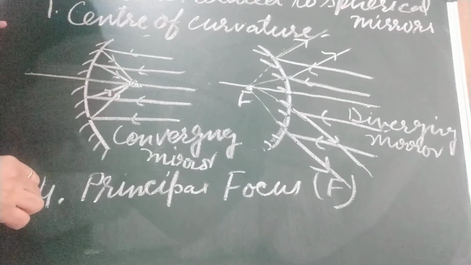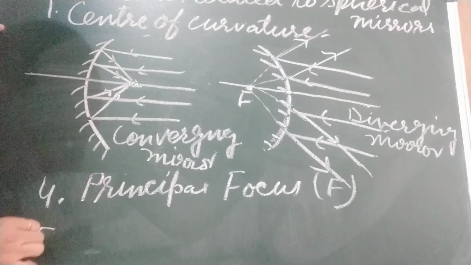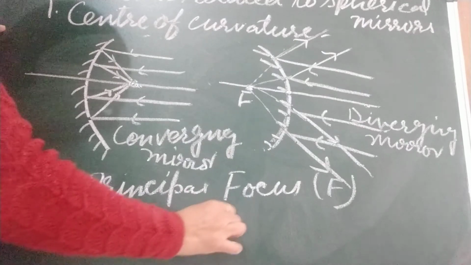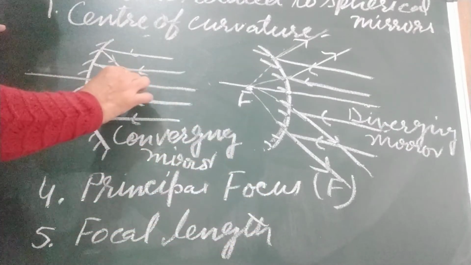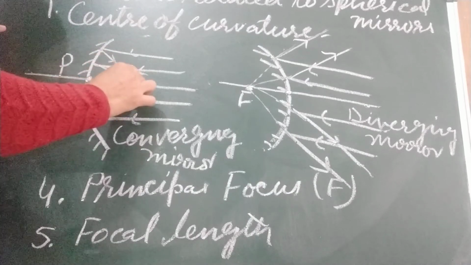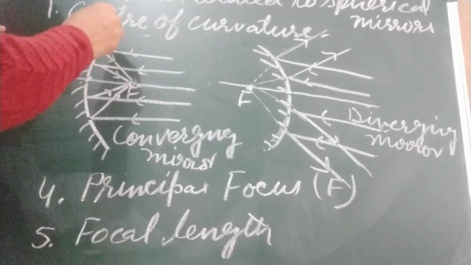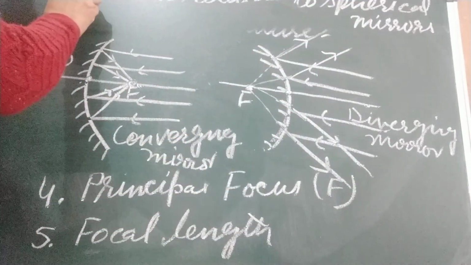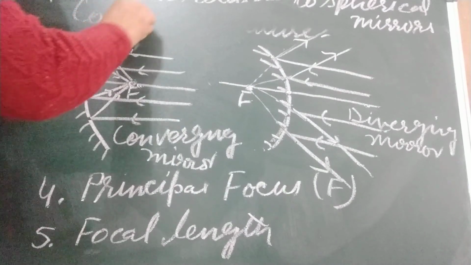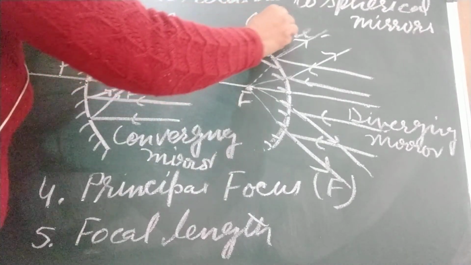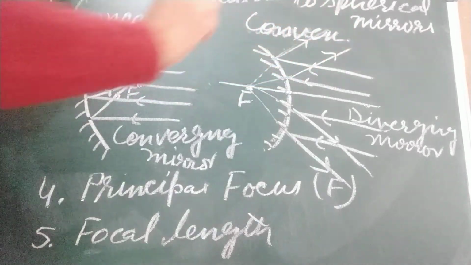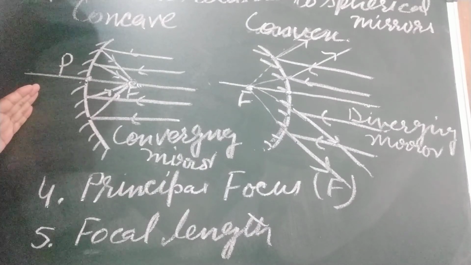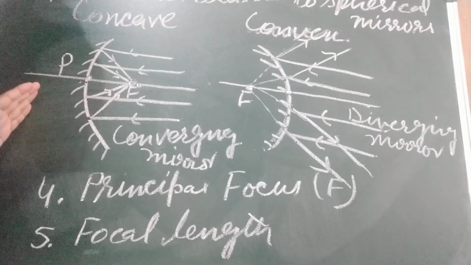Clear these two things? Now focal length. The fifth one is focal length. What is focal length? The length between focus and pole, pole and focus, is called focal length. I am writing here, this is a concave mirror. This is convex. Is this clear, children? And I will explain this thing in the class also. Fine? Okay, thank you.